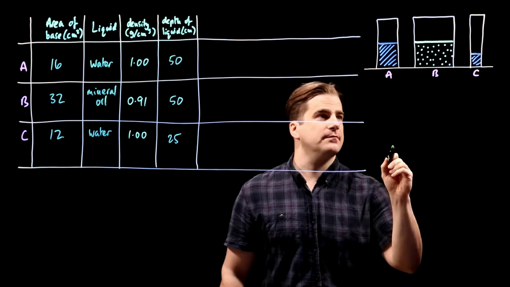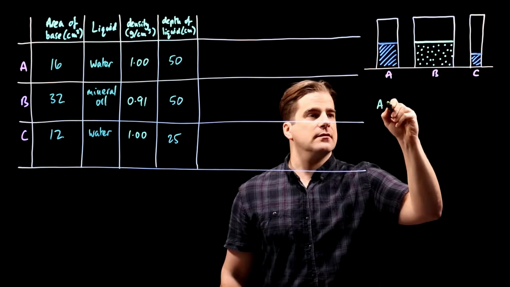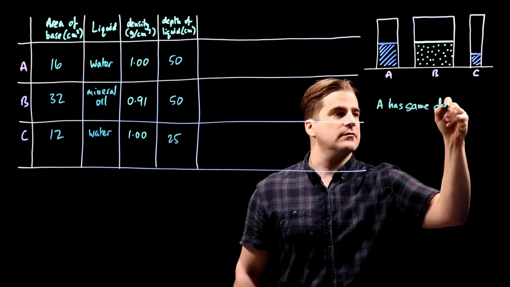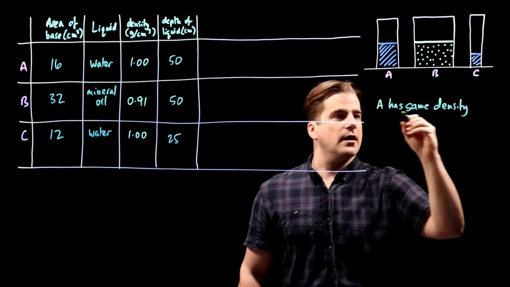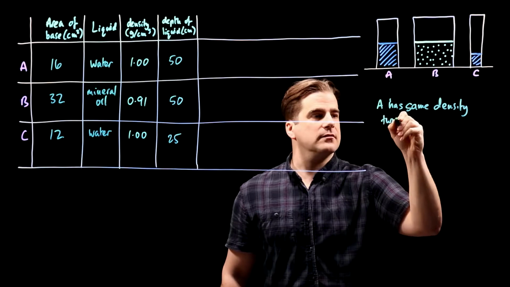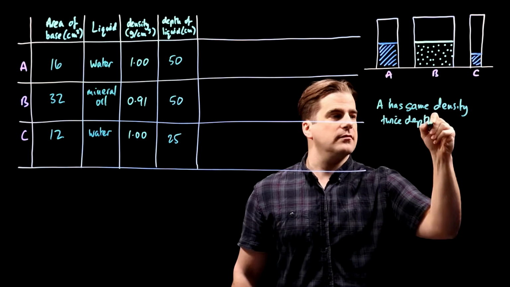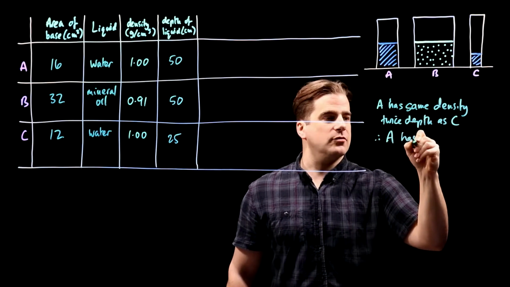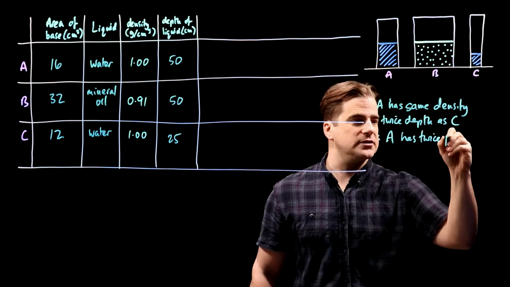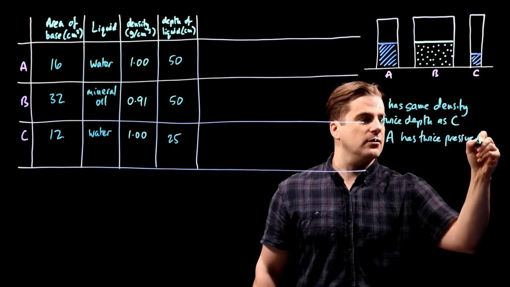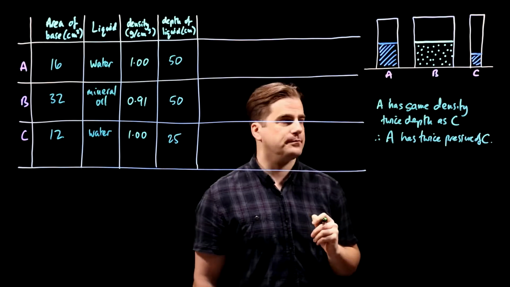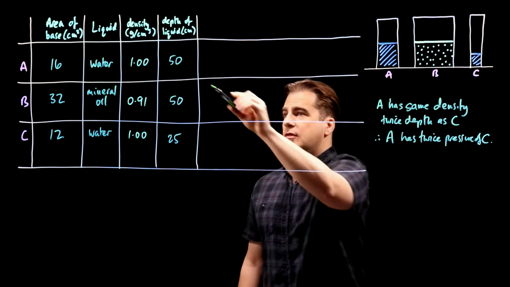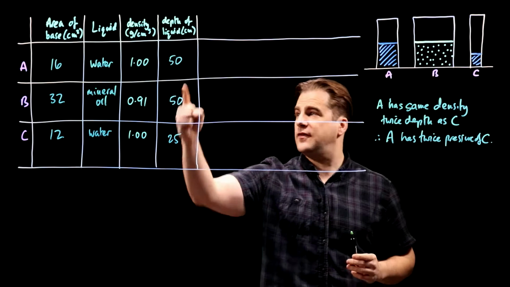So let's write that down. A has the same density and twice the depth as C. Therefore, A has twice the pressure of C. Okay? Good. Right, let's compare A and B now. The depth is the same. It's 50 centimeters.